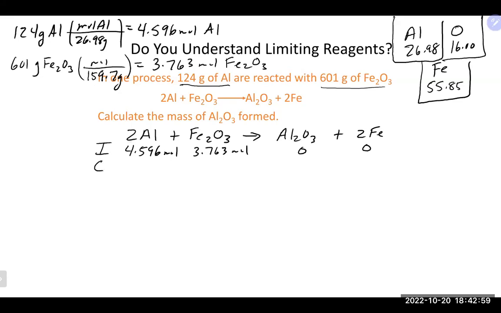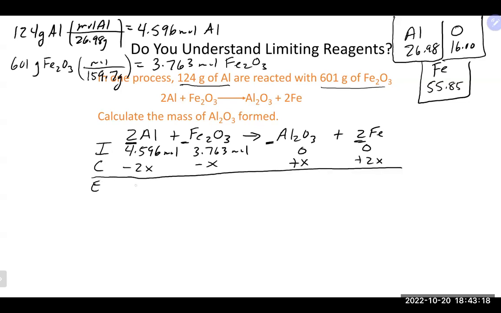We also, again, need to take into account the coefficients as we do this part. So that's going to be minus 2x. That will be minus x. That will be plus x and plus 2x here. That means when we get to the end here, tearing down our numbers, 4.596 minus 2x, 3.763 minus x, x and 2x. Any questions on the table here?